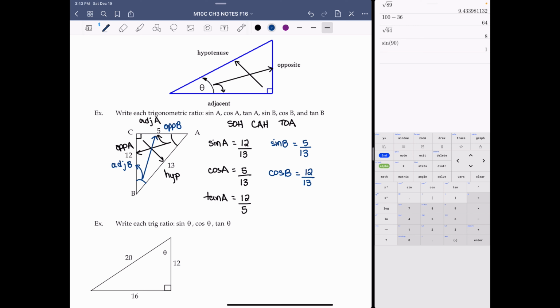And last one, tan of angle B. Tan is opposite over adjacent. Opposite from angle B is 5, and adjacent from angle B is 12. So 5 over 12. Then we've written each of the three trig functions for both angle A and angle B of this triangle.